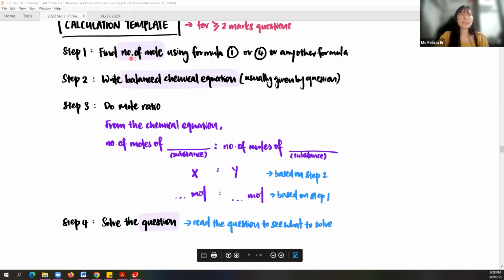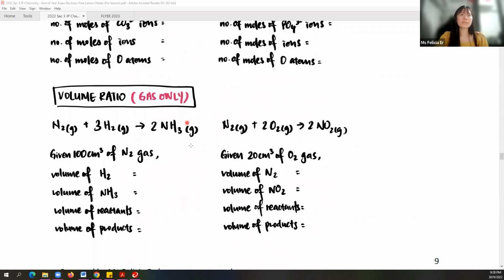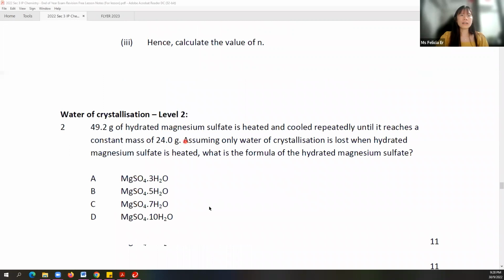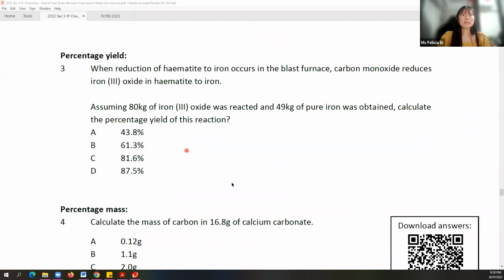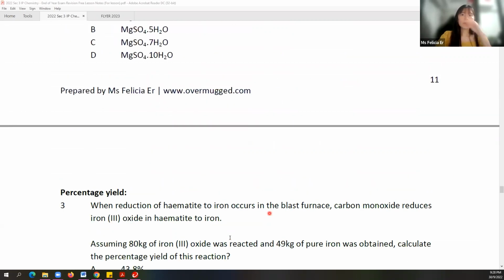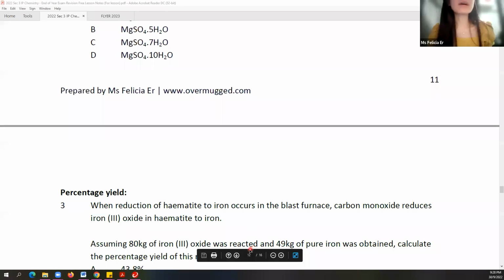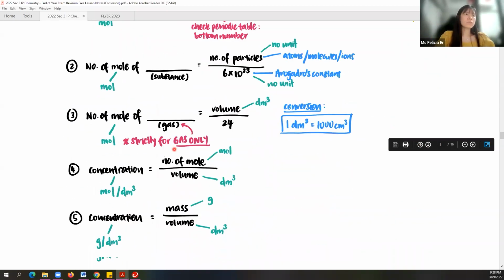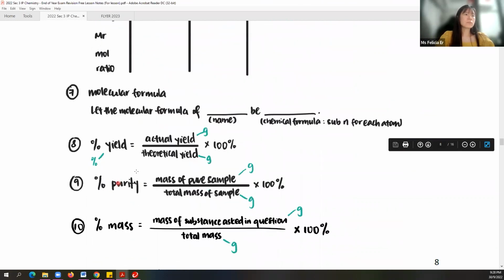So step 1, let's find out the number of moles first, then the chemical equation. Let's write it in. So find the number of moles first. Whose number of moles can we find? In this case, because they're asking for percentage yield, do you use 49 or 80? If you refer back to the first page of my notes, for the percentage purity, usually it is the mass of the pure substance over the total mass.